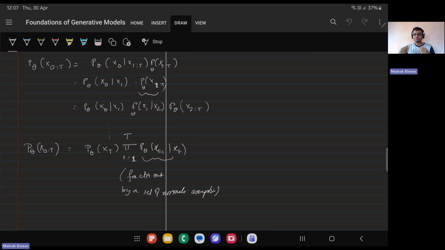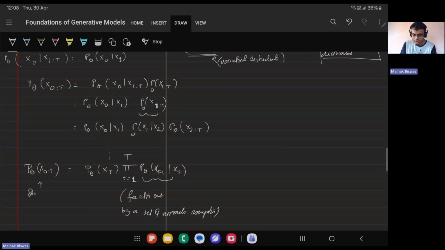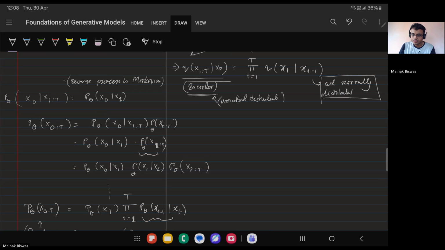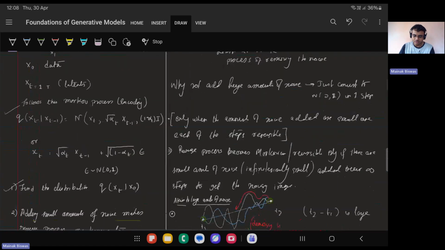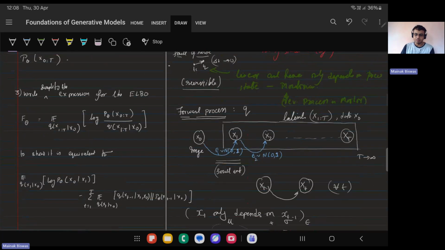So now I completely have the joint distribution of x0 to t under p theta, and I have the complete joint distribution of the encoder. This is the encoder process for the variational distribution, where I'm making the encodings, and this is the decoder distribution, the decoding process. So now if I write down the ELBO, we've been able to factorize the joint distribution, and so now let us write down the ELBO.